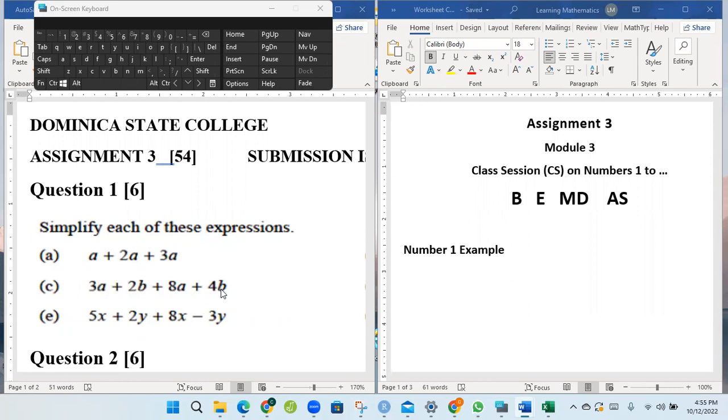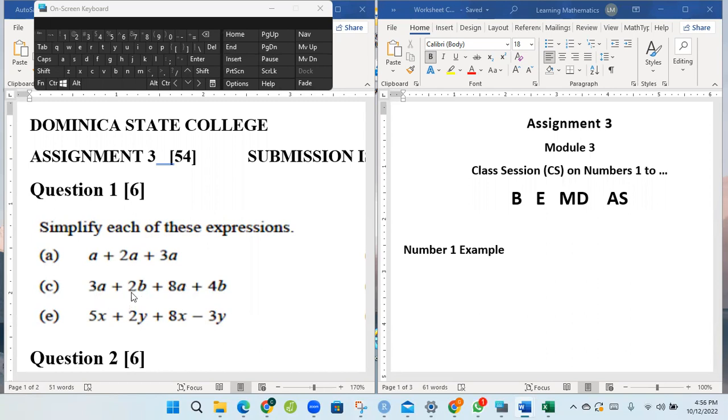Simplifying. Now, you can bring like terms together. Like terms are terms with the same letter that have the same power. Like terms have the same combination of letters with the same power. B is not like B squared. So even though the letter is the same, if the power is different, the terms are not like. The letter has to be the same and the power has to be the same, even though the coefficient is different.